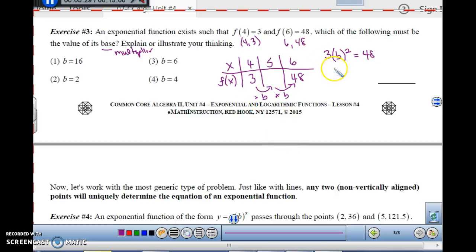All right, let's solve this for b. Divide by 3. b squared is equal to 16. Take the square root of both sides, and b would equal 4. So our multiplier must be 4. Let's see if that works. 3 times 4 is 12. 12 times 4 is 48. Yep, that works. So it's number 4.